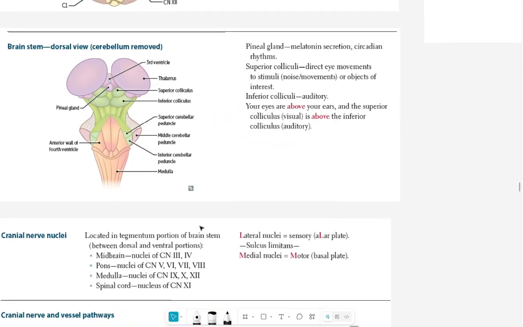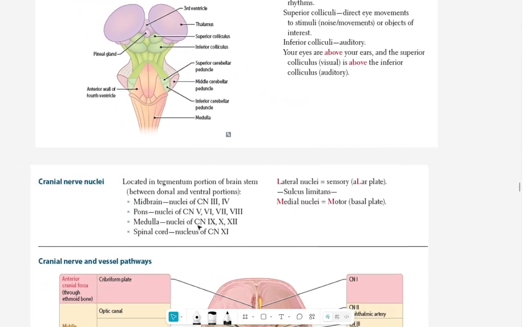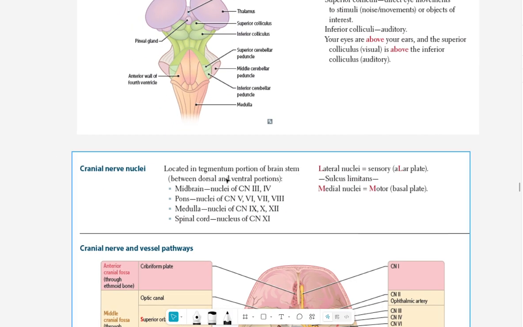Okay, so cranial nerve nuclei, just to remember, overall they're located in the tegmentum portion of the brainstem, between the dorsal and the ventral portion. The cranial nerve nuclei in the midbrain, we saw that the cranial nerve 3 and 4 nuclei are present. In the pons, the cranial nerve nuclei of 5, 6, 7, and 8 were present. It will be helpful for you to stop here and memorize all these cranial nerve names and nuclei. Otherwise, it will be difficult for you to follow when I tell you where the nuclei are.